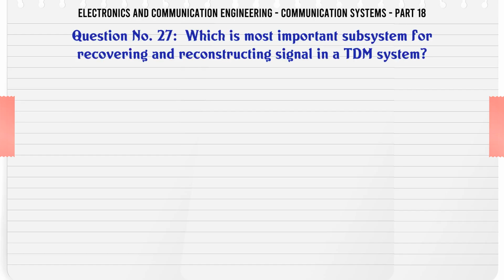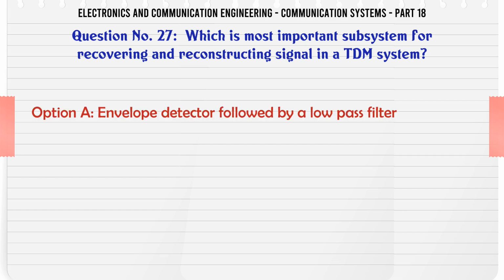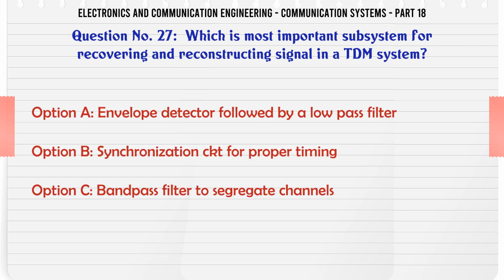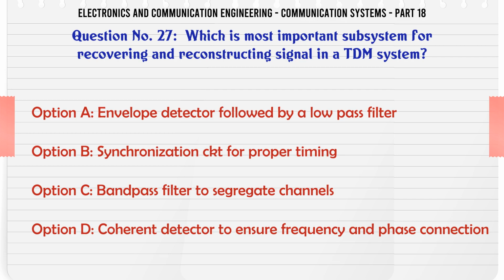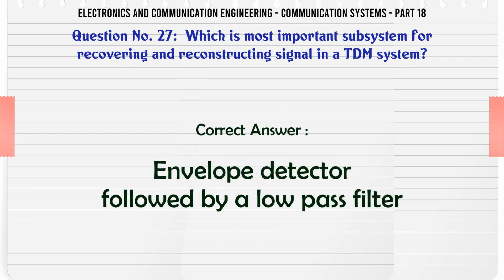Which is the most important subsystem for recovering and reconstructing the signal in a PDM system? A. envelope detector followed by a low-pass filter, B. synchronization circuit for proper timing, C. bandpass filter to segregate channels, D. coherent detector to ensure frequency and phase correction. The correct answer is envelope detector followed by a low-pass filter.